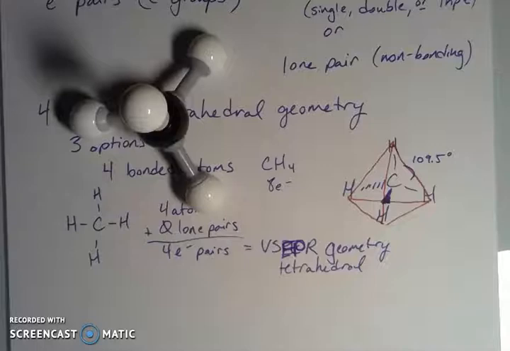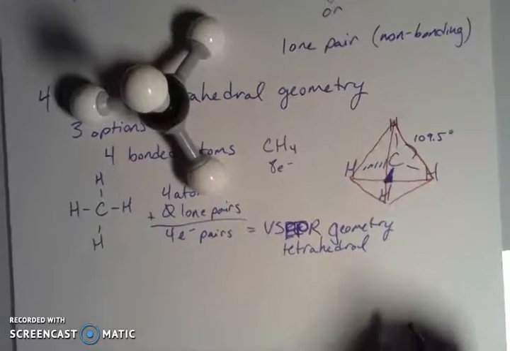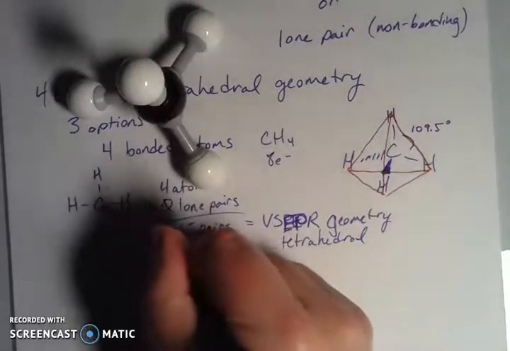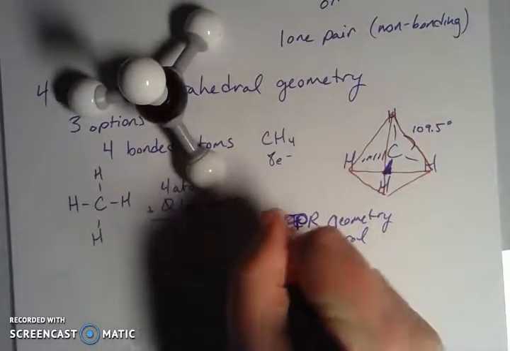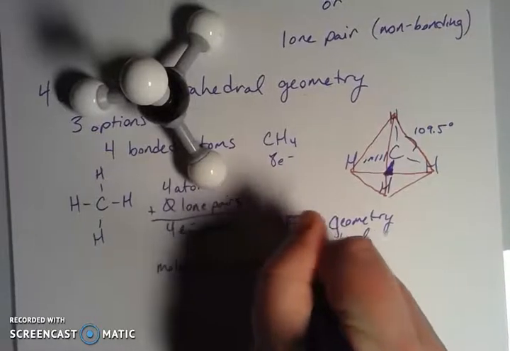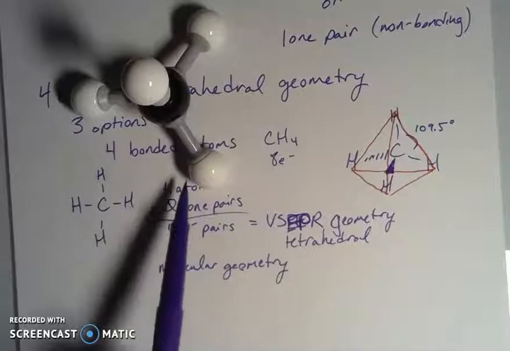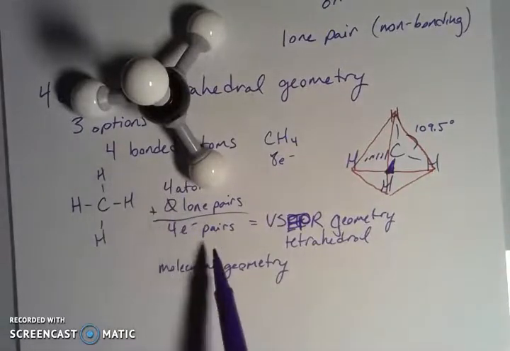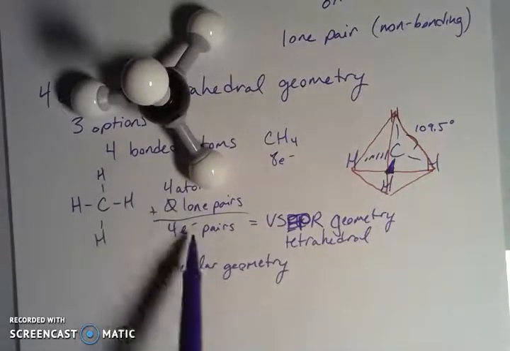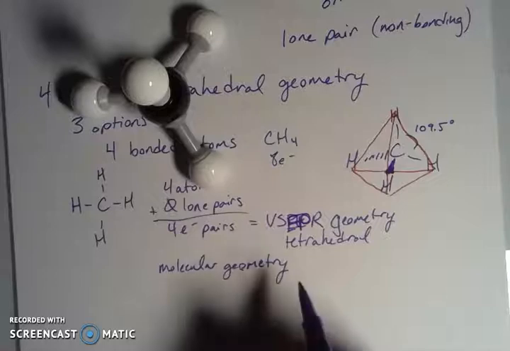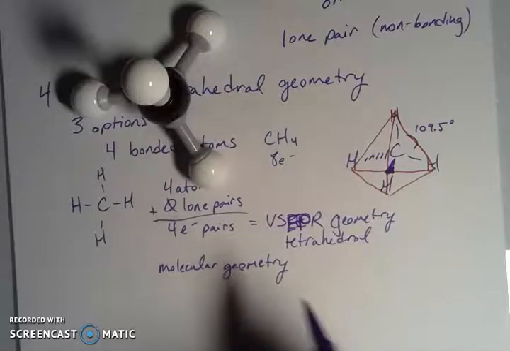So the VSEPR geometry is tetrahedral. I drew it like a tetrahedron. Now what the heck is the molecular geometry? Remember, molecular geometry is the shape of the molecule. And this is going to be the case for all of the different geometries. If you have the same number of bonded atoms as you do electron pairs, then the molecular geometry is the VSEPR geometry.